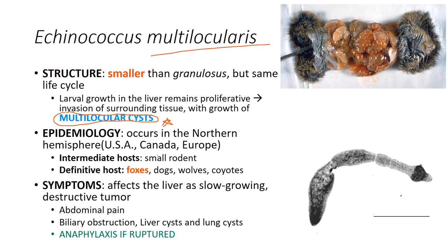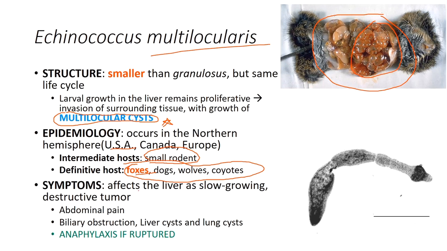So these can occur in the northern hemisphere, like USA, Canada, Europe, and usually the intermediate host is small rodents. That's why you have a rodent up here, and you can see these wonderful cysts in its abdomen. Definitive hosts are foxes and dogs and wolves and coyotes. So again, that definitive host has to do with your canids, right?